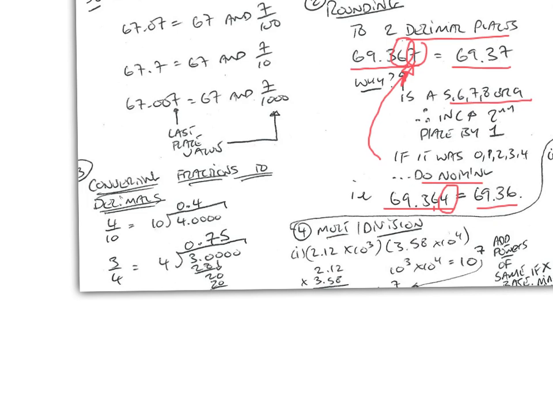And just to quickly remind ourselves, to convert fractions to decimals, if we have a fraction 4 tenths, we simply divide 4 by 10 to get our decimal value. If we have 3 quarters, we divide 3 by 4 to get our decimal value.